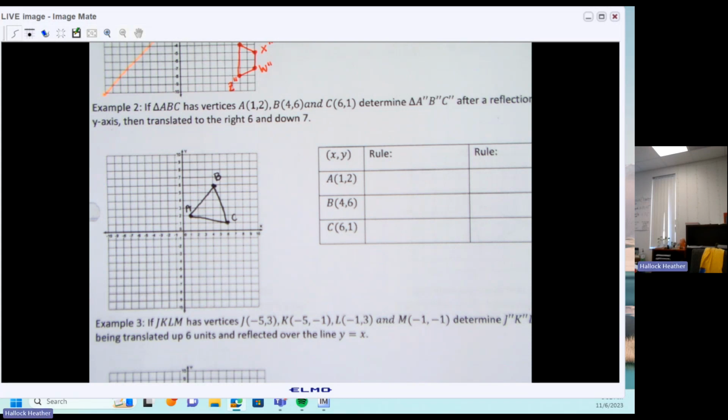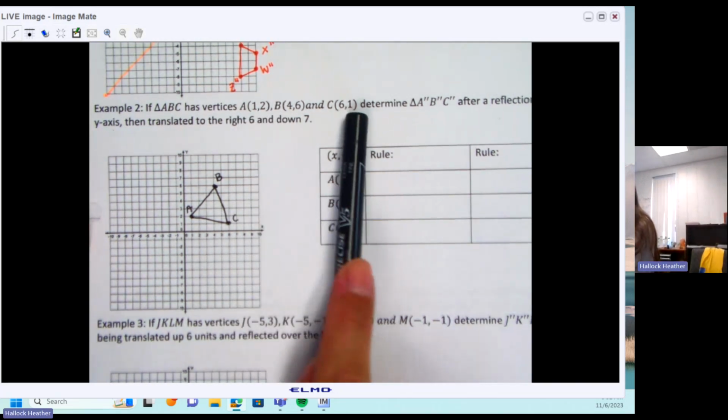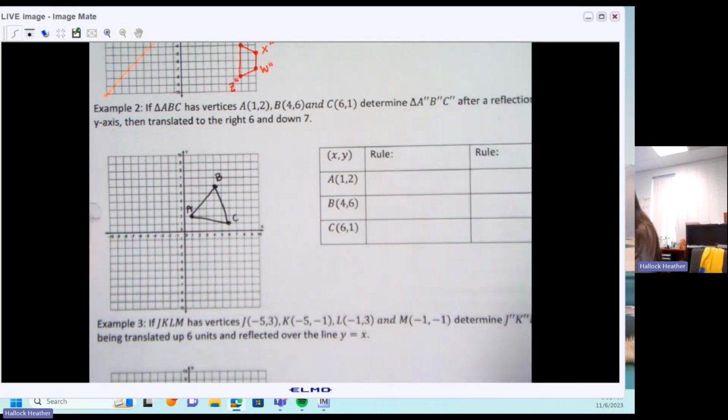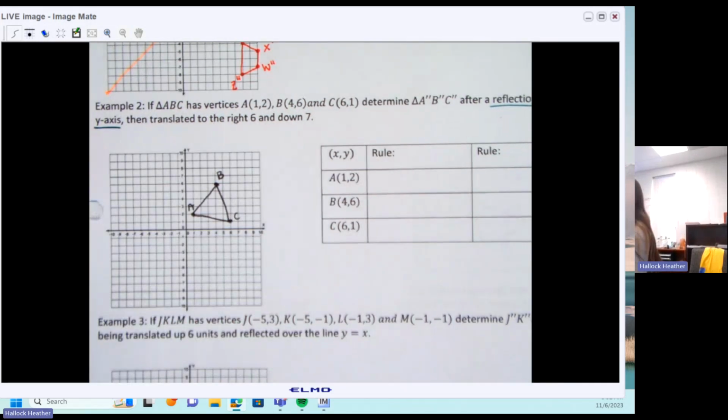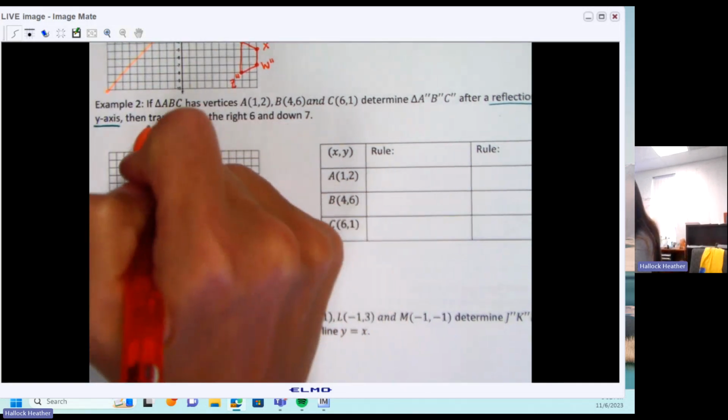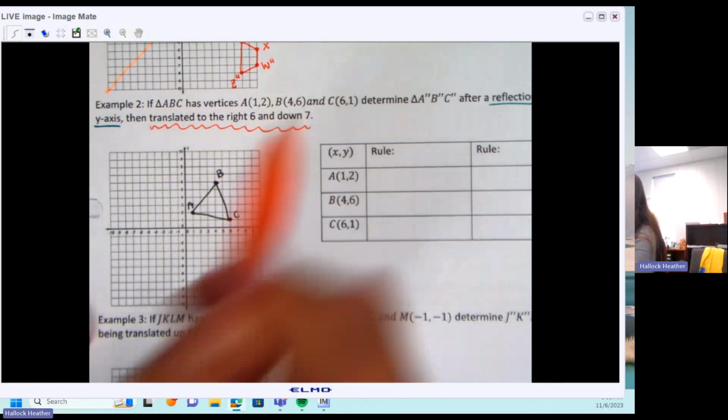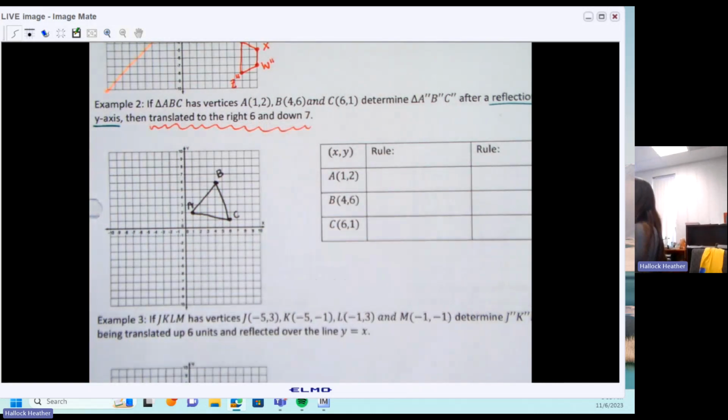Okay, so it looks like most people have their points plotted for number 2, the original. So the first thing we're going to have to do, it says we have vertices, determine the image after reflection over the y-axis. So I have to reflect it first this time, over the y-axis. And then the second part, I'll translate it, which is the easier one, translate to the right 6 and down 7. So first we're going to do the reflection specifically over the y-axis. So you're going to take your highlighter and we're going to highlight the y-axis.